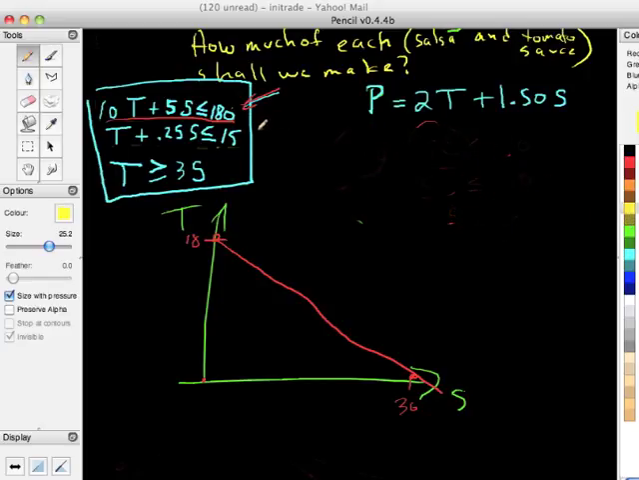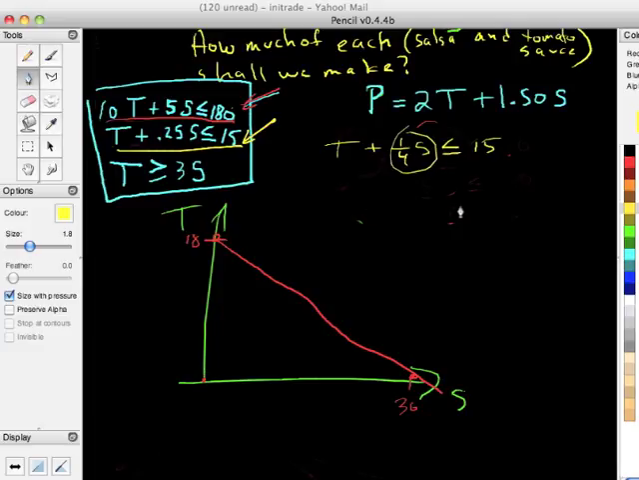Let's go after the second constraint. I'm going to keep my color. So look at this constraint: t plus a quarter s is less than or equal to 15. So what does that look like? Again, at s equals 0, we're on the vertical axis, so t is less than or equal to 15. So we're right there.